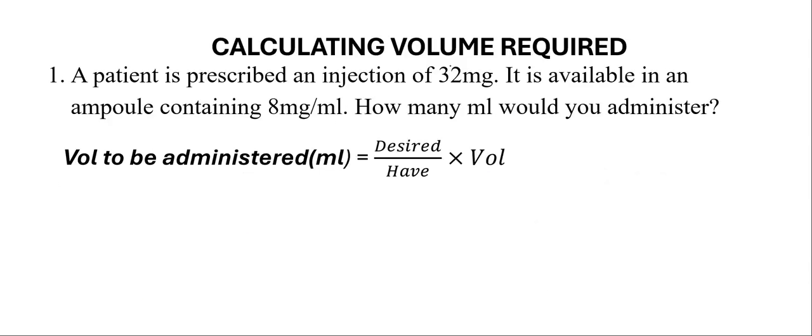So the first example, a patient is prescribed an injection of 32 milligrams. It is available in an ampule containing 8 milligrams per ml. How many milliliters would you administer? So volume to be administered in milliliters will be desired over the have times the volume.